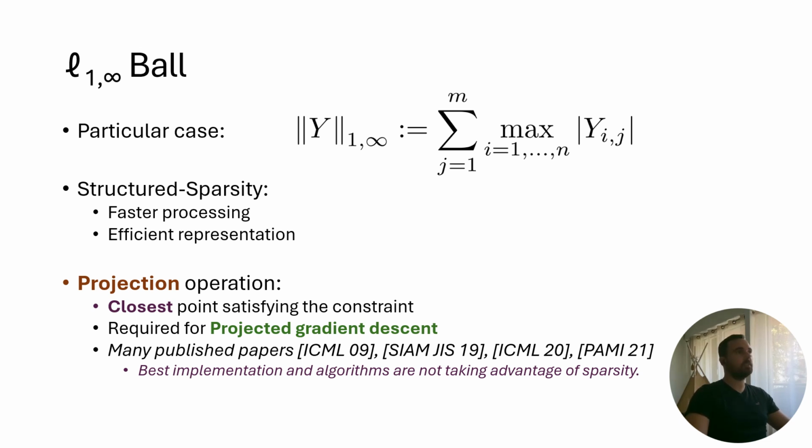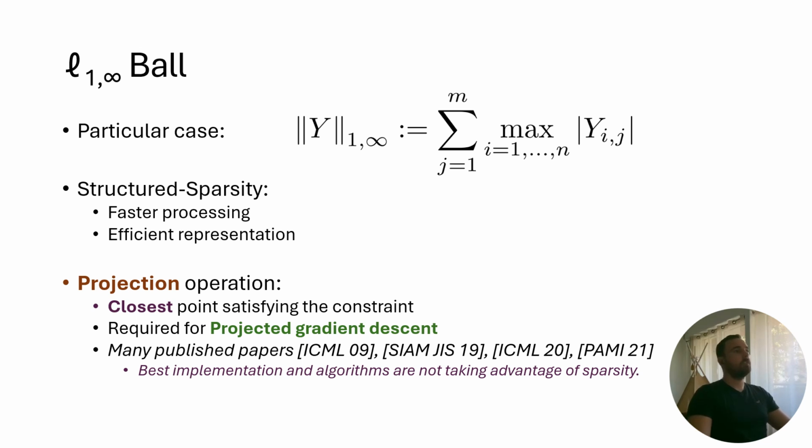And structured sparsity is really great because you are going to have faster processing and efficient representation, because instead of removing just some values somewhere in the matrix, you will be able to remove complete columns or rows of your matrix. So the resulting matrices are going to be smaller and faster to process.